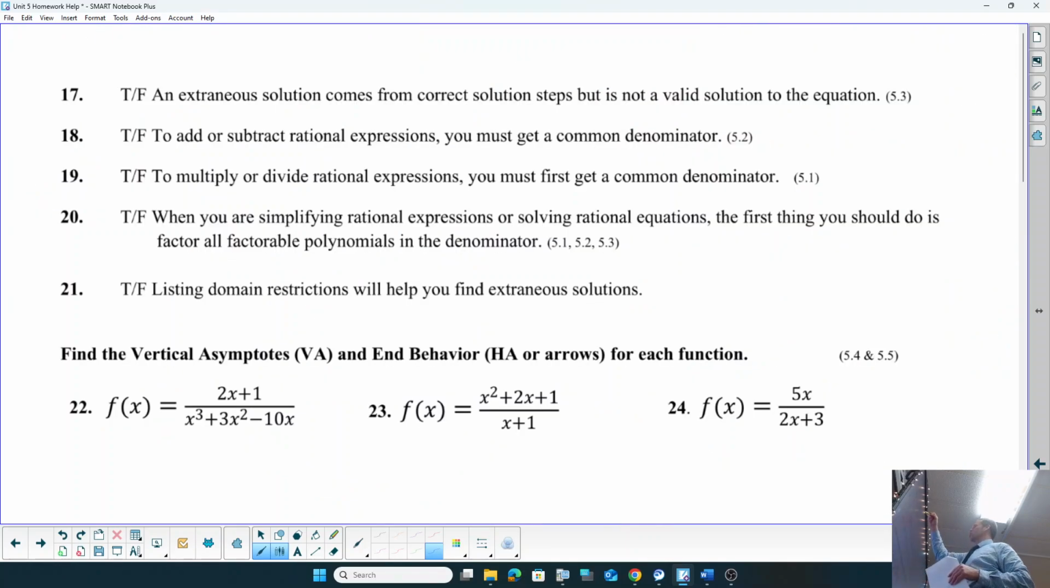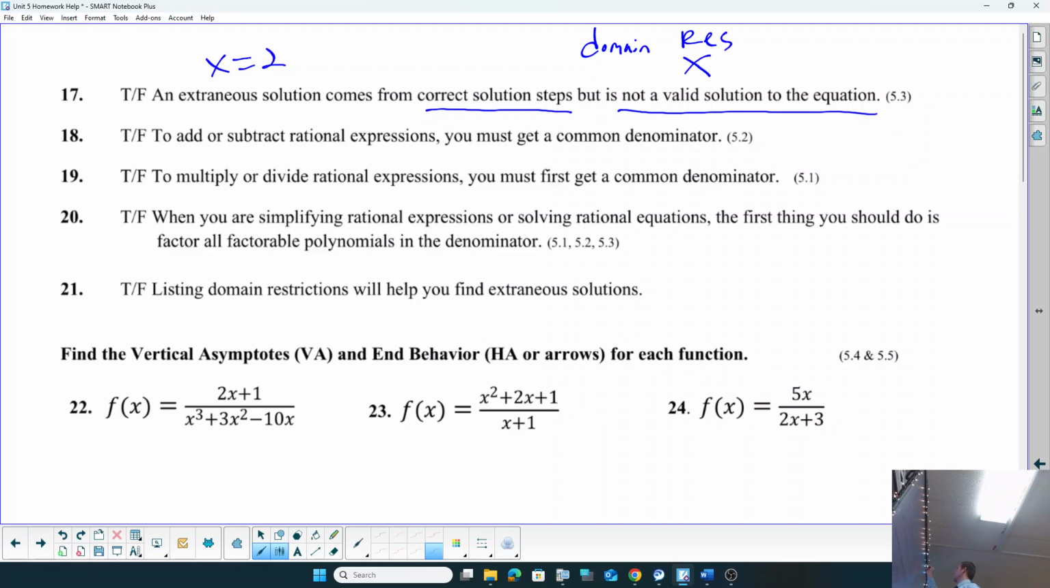Now think about these true or false statements. An extraneous solution, like x equals 2, comes from correct steps but is not a valid solution because of the domain restriction. For example, we get a solution of 2, but it doesn't work because x can't equal 2. That's a true statement.